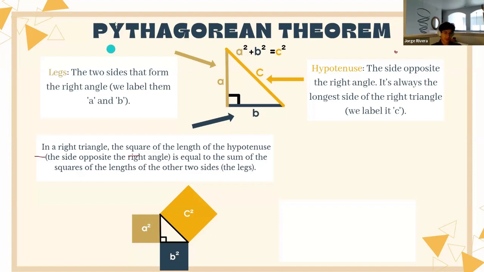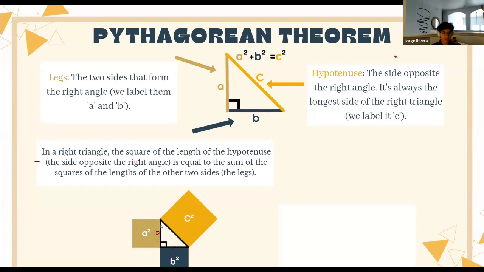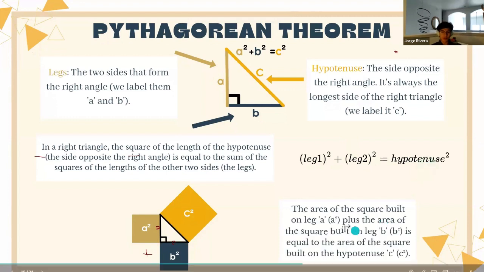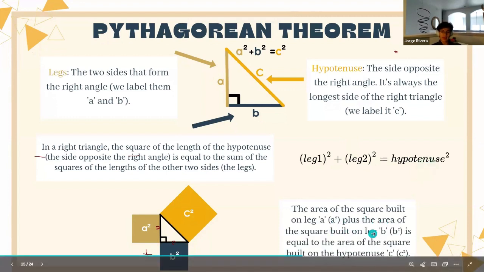So if you got lost while I was saying that, for example, we have these two legs, leg A and leg B. If you take this side and square it to make this area, that's A squared, and B squared. These two areas, if you add them up, are going to be the same as C squared. So that means leg 1 squared plus leg 2 squared always equals the hypotenuse squared. The area of the square built on leg A plus the area of the square built on leg B is equal to the area of the square built on the hypotenuse.